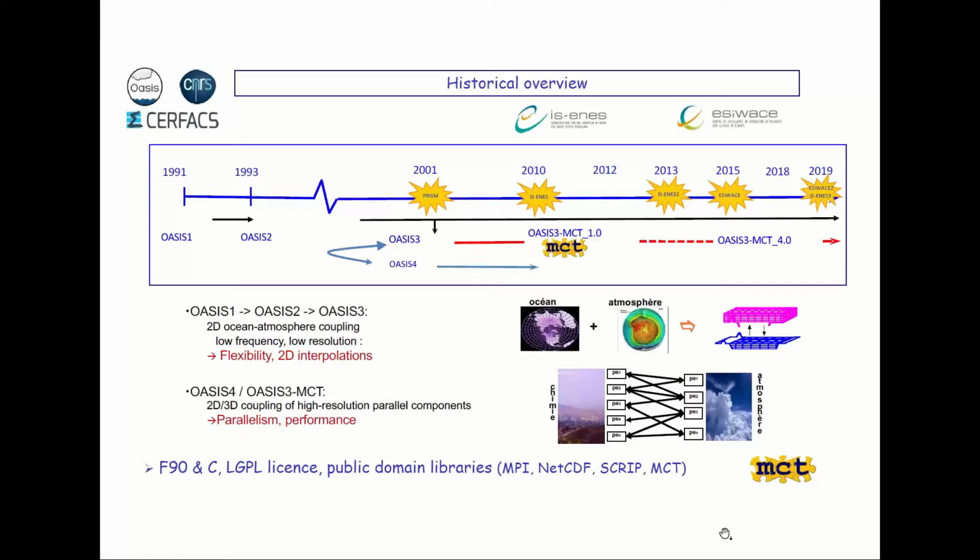And that's when we put in MCT, the Model Coupling Toolkit, developed at Argonne. So we put this under the hood in OASIS 3. Actually, that was work done by Tony. And that's how we produced the first version of OASIS3-MCT. Now, the latest version of OASIS3-MCT is the 4th version, and it was released in June 2018.